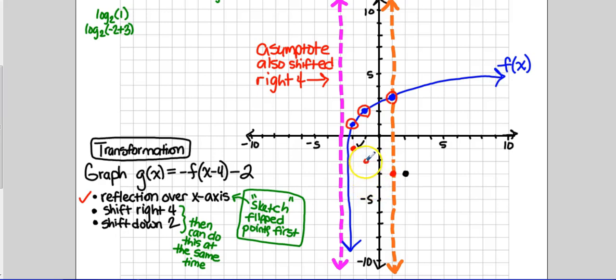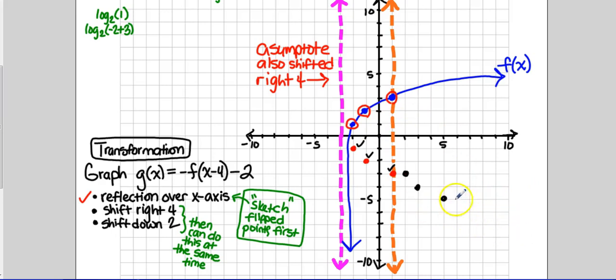Now let's do this one. Shift right 1, 2, 3, 4, down 1, 2. Took care of that one. One more to go. Taking this ordered pair, what are we going to do? We're going to go right 1, 2, 3, 4, down 1, 2. That was our last ordered pair to shift right 4 and down 2.